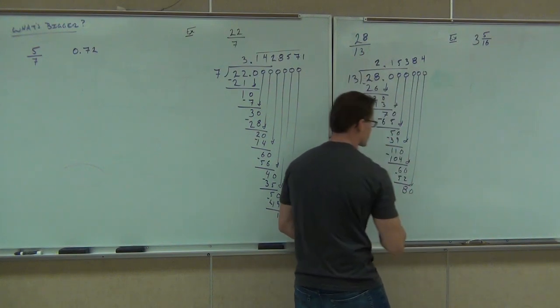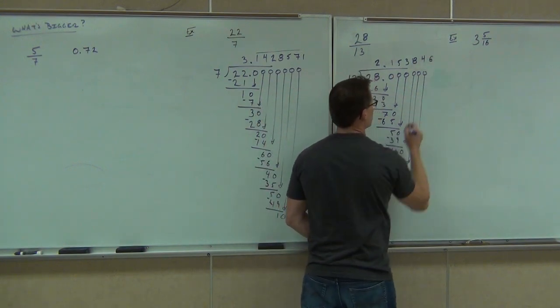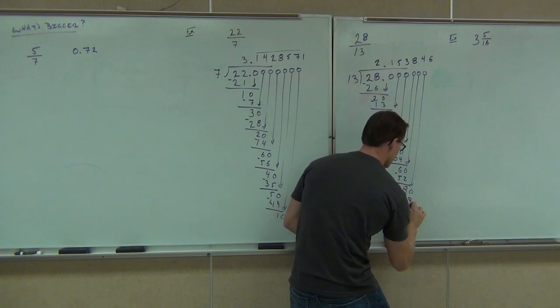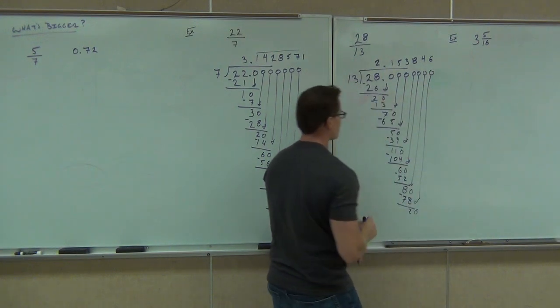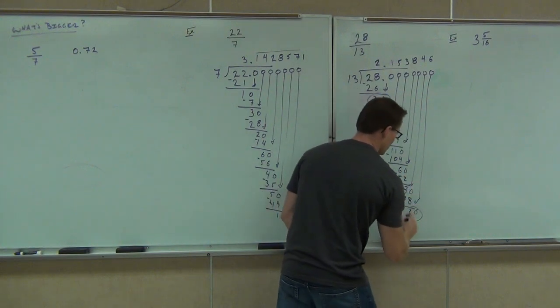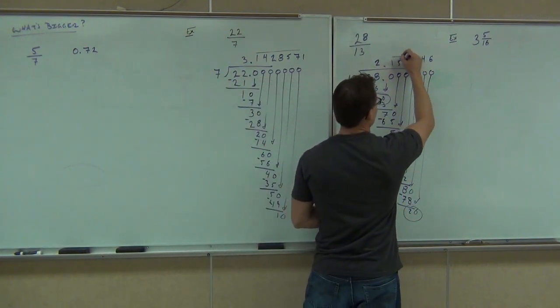Oh my gosh. How many? Six. Six. You get 78, and then you repeat after that. If I add a 0, I get 20. Oh, thank goodness. Here's a 20. It's repeating. I can stop right there. This is going to repeat.